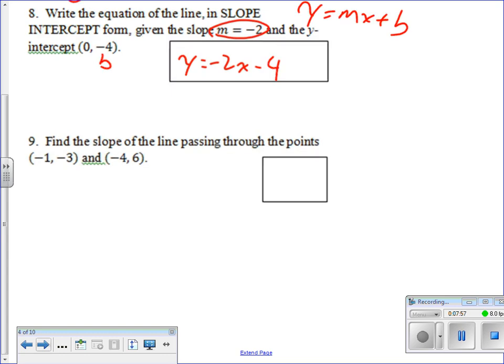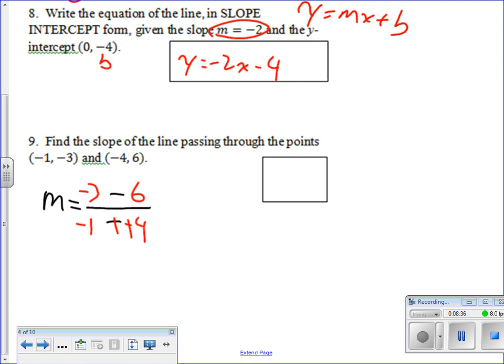Okay, find the slope of the line passing through the points. You need to find the slope. You use the slope formula: change in y over change in x. Y is on top, x is on the bottom. It does not matter which point comes first. If you do it correctly, you'll get the same answer. Negative 3 minus 6 over negative 1 minus negative 4. Once again, notice I just plug everything in the first time. I don't simplify until it's written down, and then I simplify.